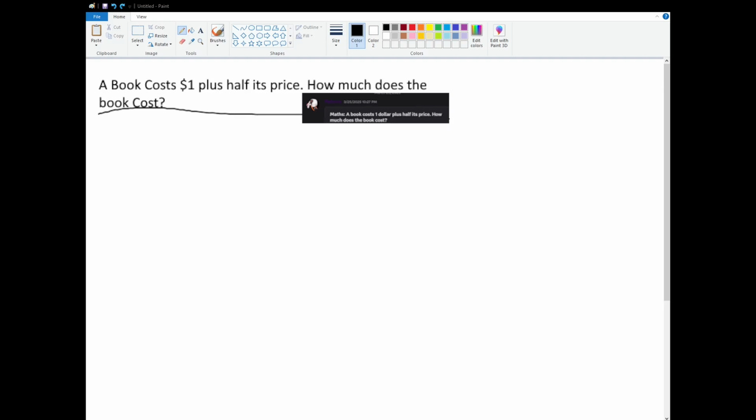I'm sure at least some of y'all have heard of this problem before. A book costs $1 plus half its price. How much does the book cost? There have been a lot of interpretations of this, one such interpretation that I don't even really know how to explain. But I will solve this as I see it.